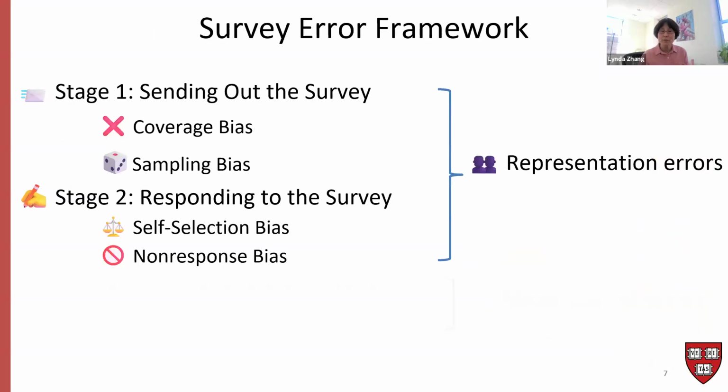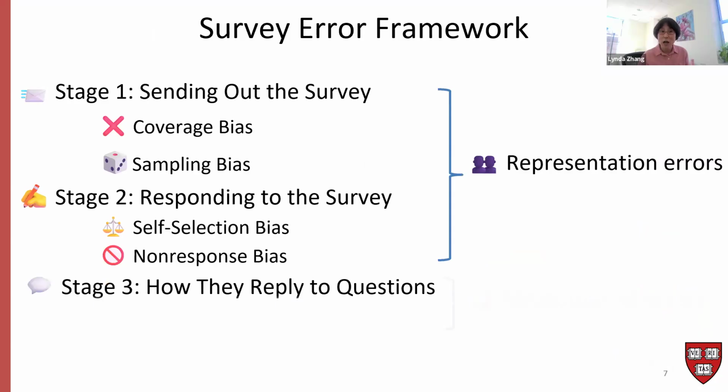So assume that you have gone through these first and second stages of your survey. There's the third stage: how respondents reply to your questions can also generate errors, which are called measurement errors. These errors determine whether respondents provide accurate information about your questions. So any questions so far about the three stages of the survey process and an overview of the different errors that could occur in each stage?